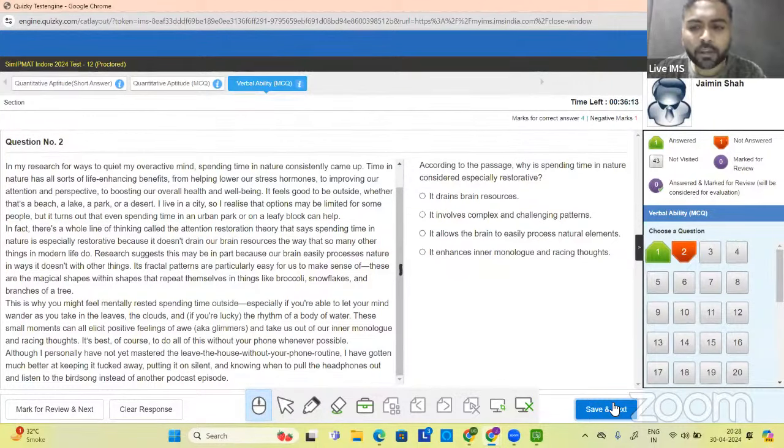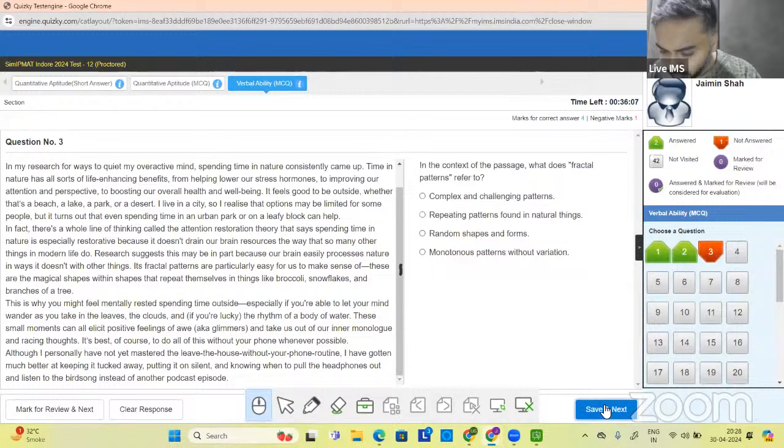It involves complex and challenging patterns. It allows the brain to easily process the natural elements. Yes, ठीक है. Next. In the context of the passage, what does a fractal pattern refer to?